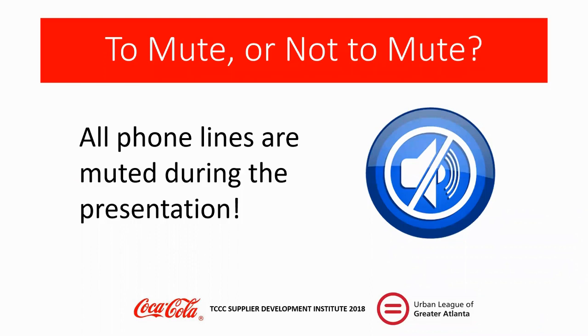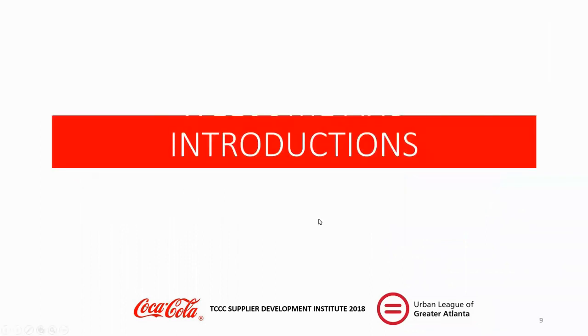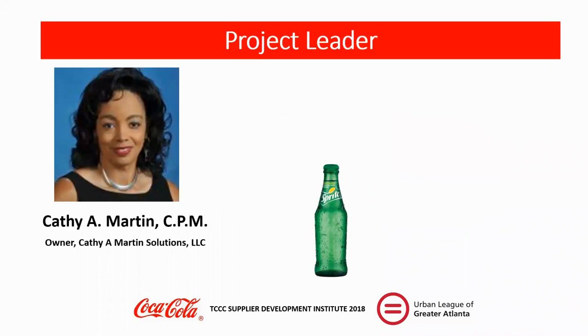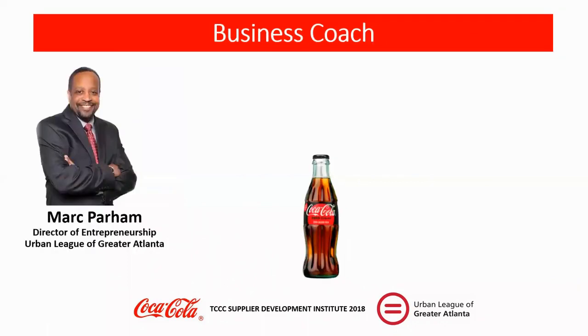So for introductions, again, my name is Kathy Martin. I am the project leader for the Supplier Development Institute for Coca-Cola, and I am the owner of Cafe Martin Solutions, LLC, and I have been working with the Urban League to present the Supplier Development Institute for 2018. For those of you that don't know, we have our business coach, who is Mark Parham. He is the director of the Entrepreneurship Center at the Urban League of Greater Atlanta. And if you hear a little bit of background noise right now, he's the host, so we might be hearing him in the background, but he'll be muting his phone and computer as well.